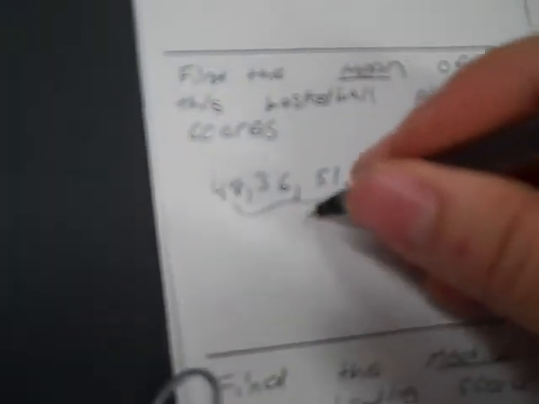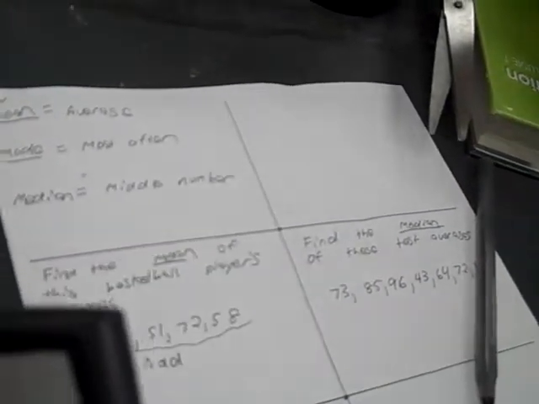So I'm going to write add, and I add them all together on my calculator. So 48 plus 36 plus 51 plus 72 plus 58. Okay, so I have 265.